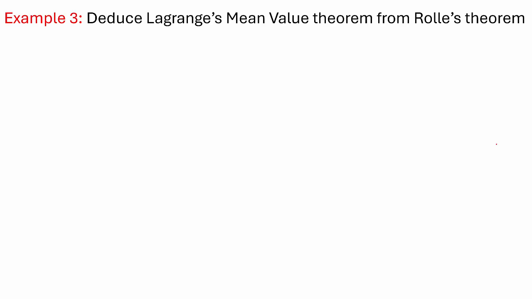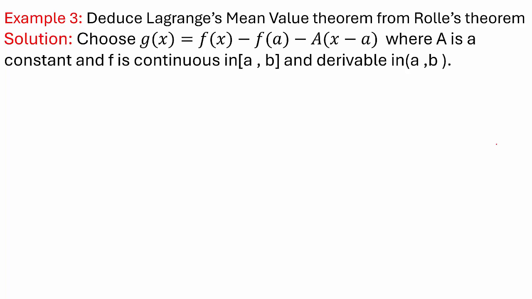Deduce Lagrange's mean value theorem from Rolle's theorem. For deducing Lagrange's mean value theorem from Rolle's theorem, we shall choose g(x) equal to f(x) minus f(a) minus A into (x minus a). We shall choose this function.